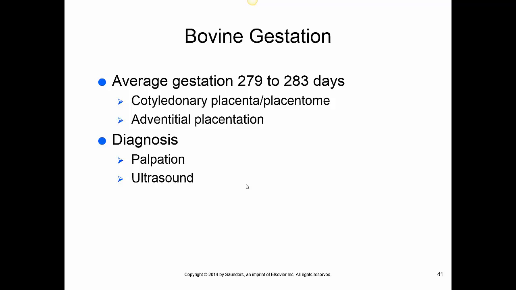Diagnosis is usually done by palpation. It's fairly accurate by palpation after 30 days. Unlike a horse, in cattle, when they're pregnant, they have very loose tone. When cattle are in heat, they have very strong tone.